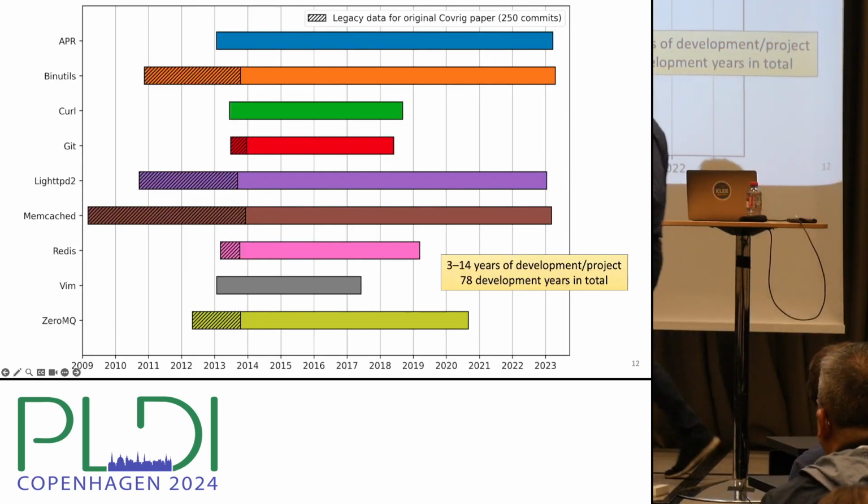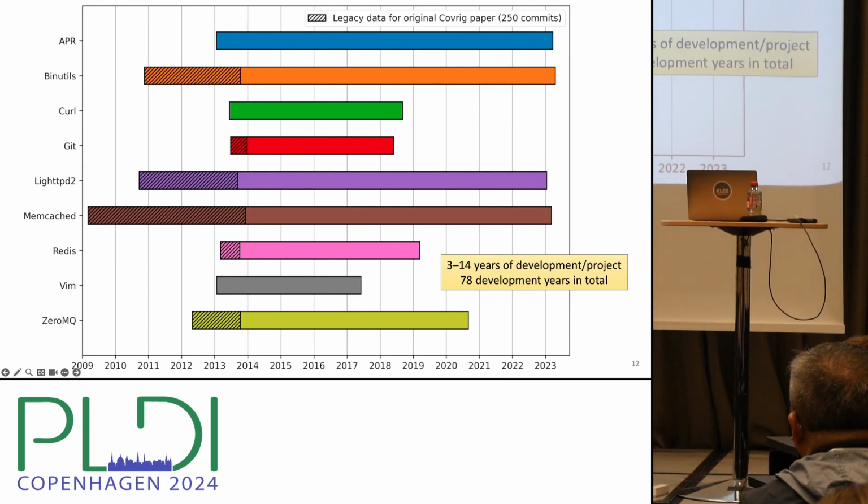And we actually looked at the same 6 systems plus 3 more. So you should recognize many of these systems. They are widely used, things like APR, binutils, curl, git, LCTES24, memcached, Redis, Vim, and 0MQ.